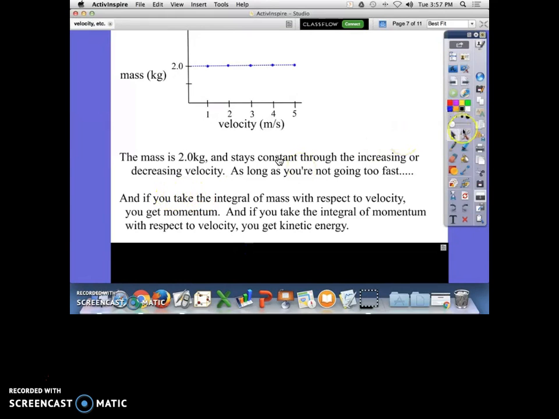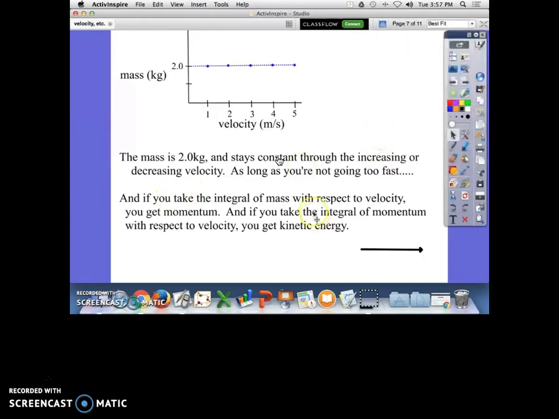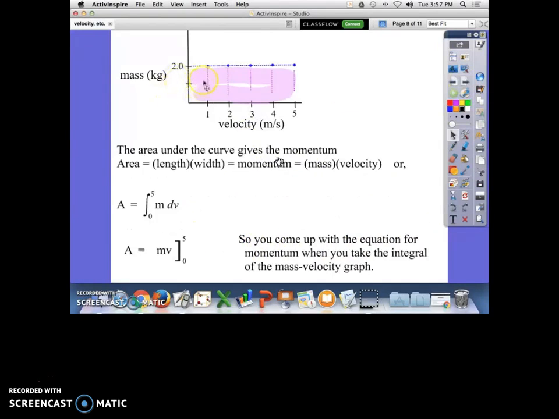Okay, now what? So if you can do that with derivatives, what can you do with integrals? Kind of the reverse process. So if you take the integral of this mass with respect to velocity, you should get momentum. And if you take the integral of momentum with respect to velocity, you get kinetic energy. So if I find the area here, and then here, and then here, and then here, and then here, and I plot all those, the area under the curve would give you the momentum. Area is length times width for each one of these little rectangles, or any combination of them, or all of them. You get momentum. And so the area is the integral, in this case, from 0 to 5 of m dv.